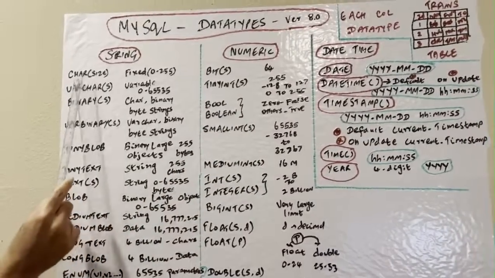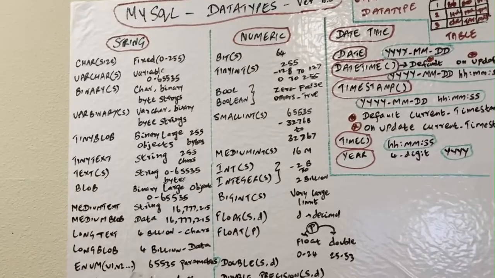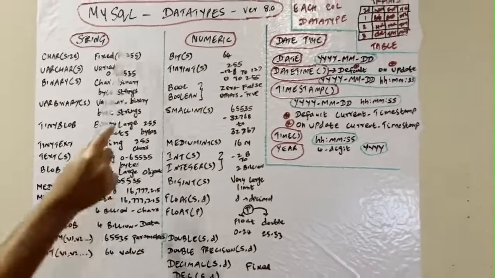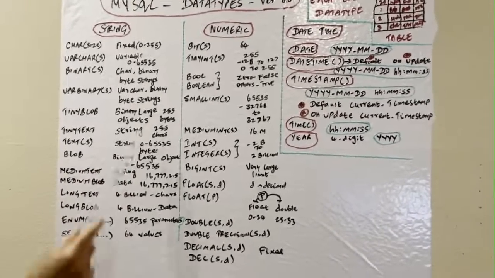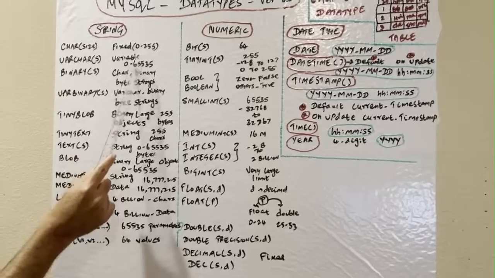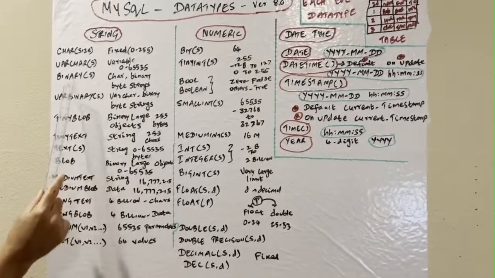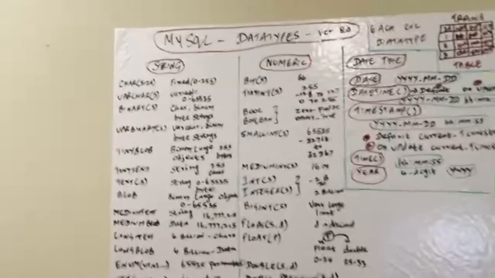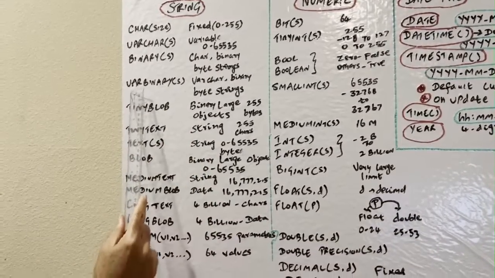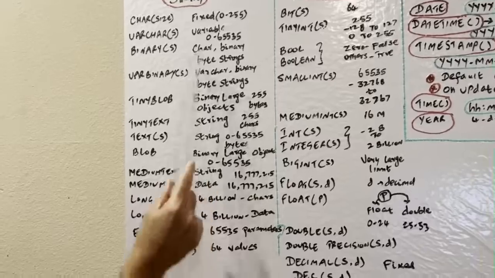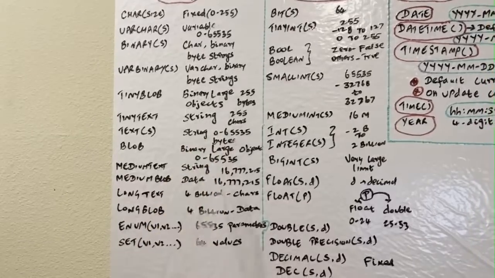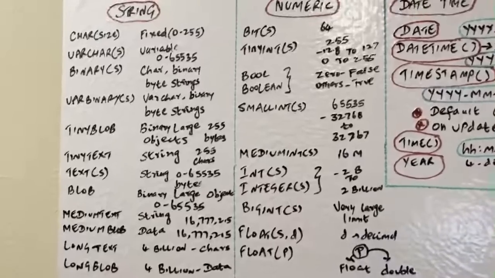So let's see here. Char, the size is the very basic one, fixed, from 0 to 255 is the range. These are the ranges. On the right side, varchar, very commonly used. S means size, 0 to 65535. Binary, very basic to computers, is similar to the character. Varbinary is similar to varchar, but binary byte strings. Here it's bits, this is bytes. 1 byte equals 8 bits.